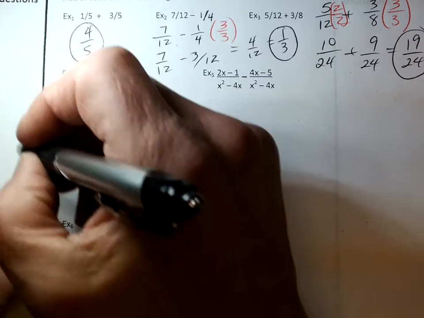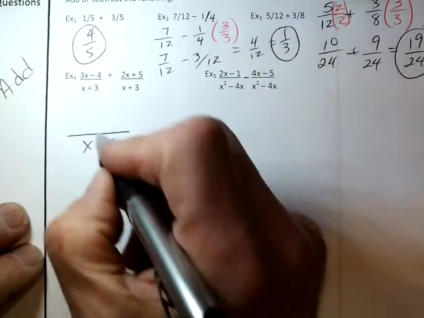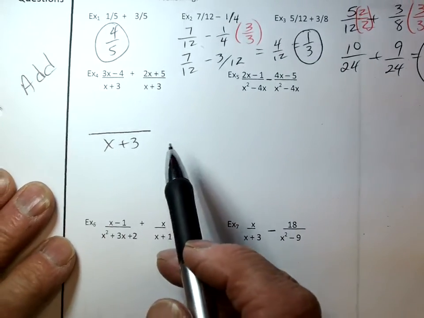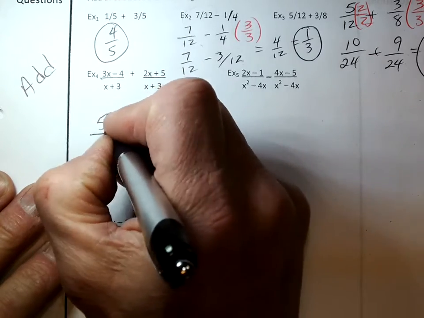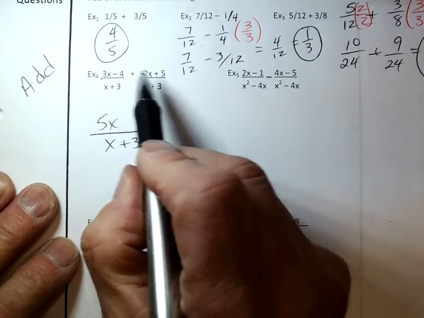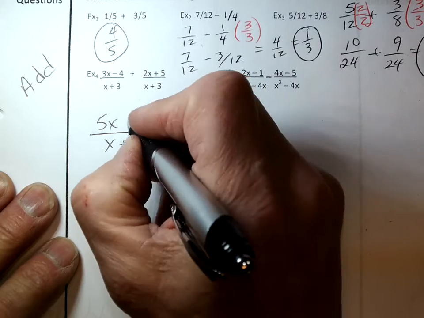Now we're going to add the numerators, right? So I'm going to add 3x and 2x, which gives me 5x. And a negative 4 and a positive 5 makes a positive 1.